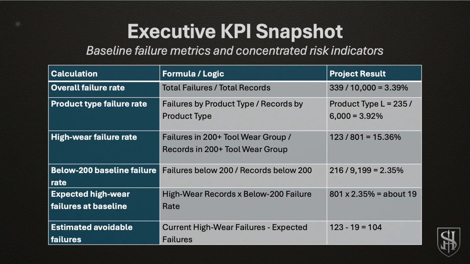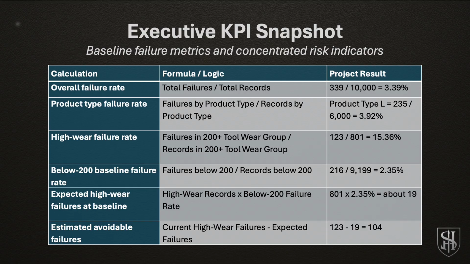The second calculation is the product type failure rate. This was calculated by dividing failures within each product type by total records for that product type. Product type L had 235 failures across 6,000 records, producing a failure rate of 3.92%. This was the highest observed failure rate among the product categories. This finding matters because product type L is not only the largest product group in the dataset, it also has the highest failure rate. That combination makes product type L an important segment for management attention.